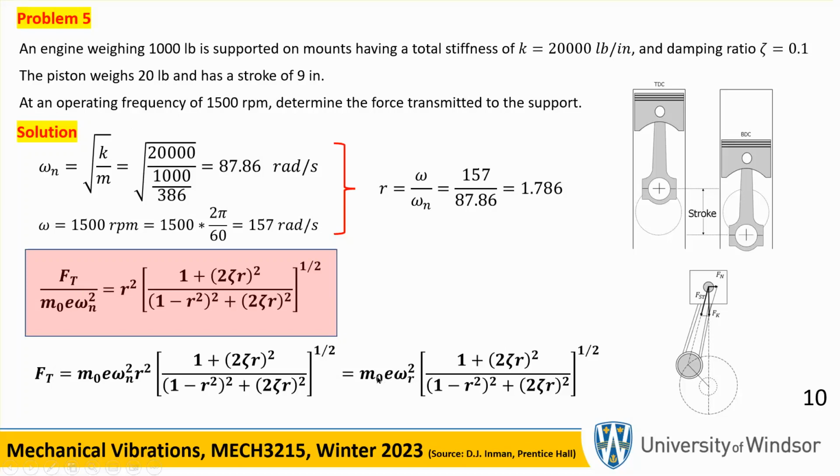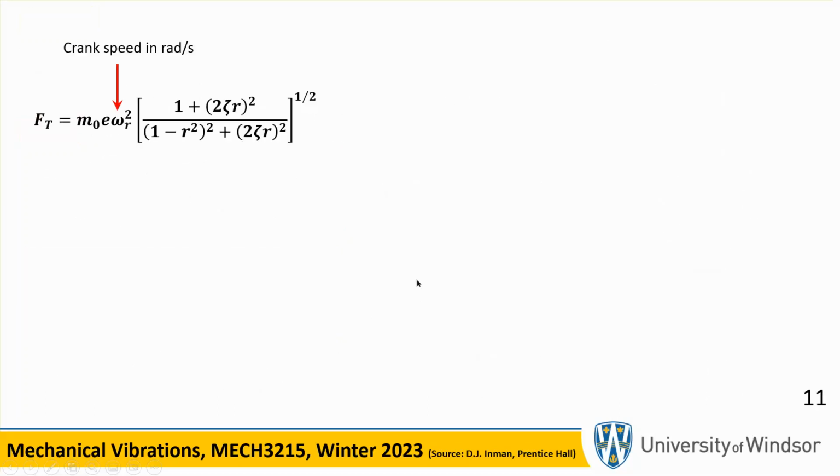There is some stuff that we have, except that I am not given m naught... I'm given m naught. M naught is the mass of the piston, and this E is half the stroke. This eccentricity is half the stroke. So basically it's the radius of that crank. And we know the value of zeta, we know the value of r. So when you plug it in, you're going to get the value of F of t.